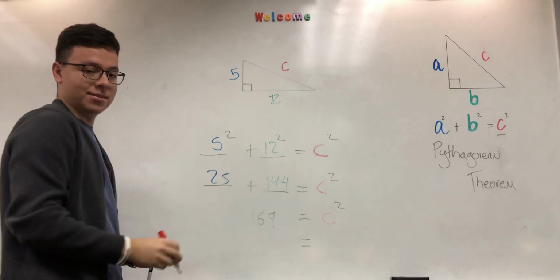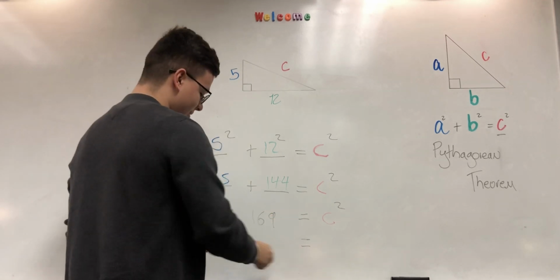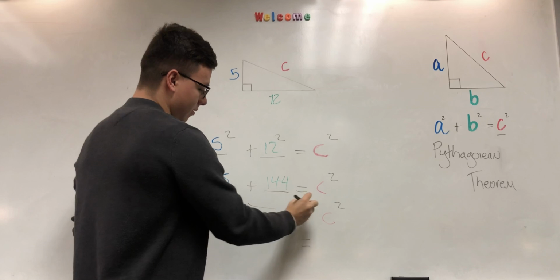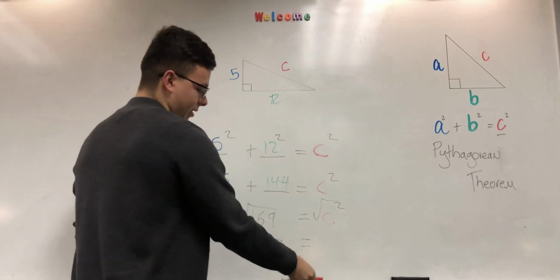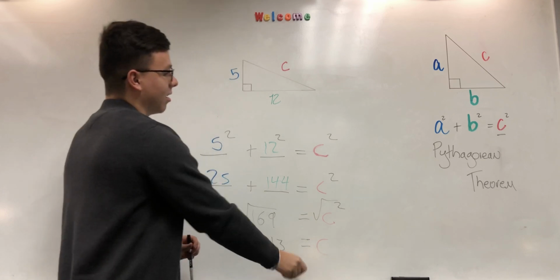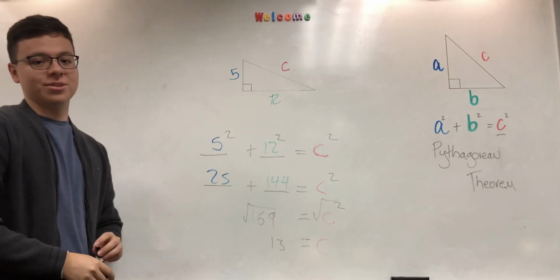Now to find C on its own, we square root both sides, and we will get 13 equals C. And that's how we find our hypotenuse. C equals 13. Thank you.